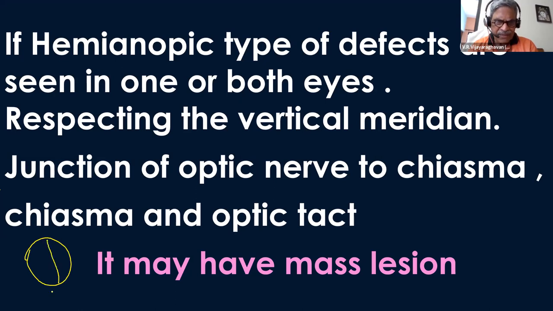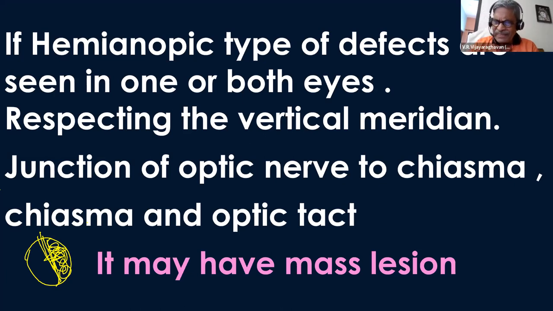See now, imagine this is the right eye. Now, right eye, this half. That means respecting the vertical meridian, respecting the vertical meridian. That means you are dealing with a neurology case. You are dealing with a case of neurology. That means what? When you have hemianopia respecting the vertical meridian, because in the chiasma the fibers have crossed, respecting the vertical meridian, that means what? The problem is a neurological case.